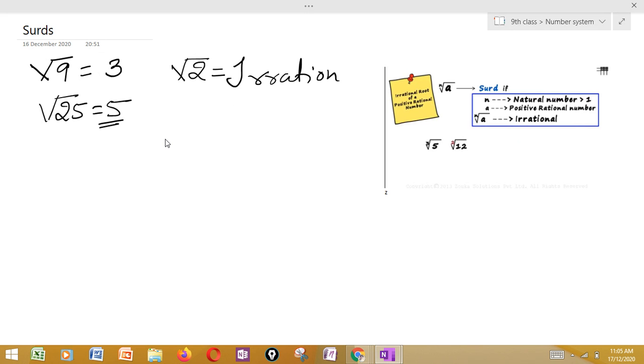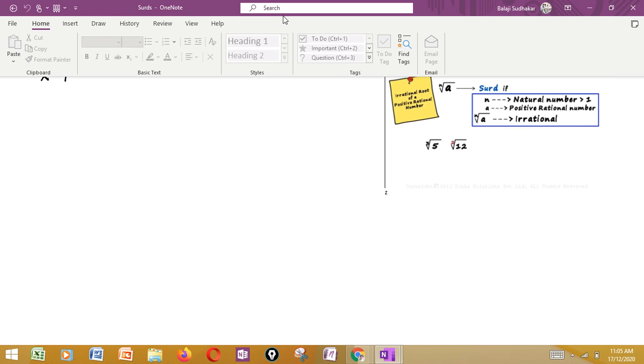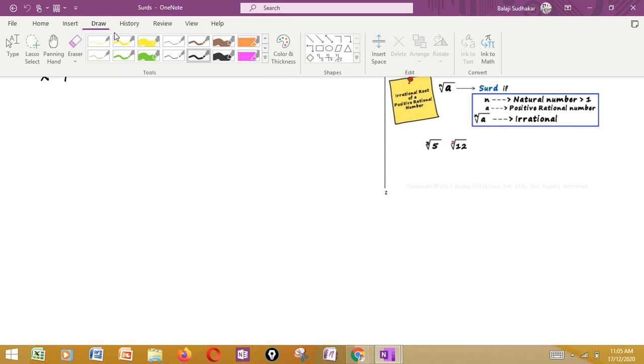Now coming to the point of what is meant by surds. Shall we come to the point now? So the condition is, if it has to be called a surd, it should have a root. What must it have? A root.